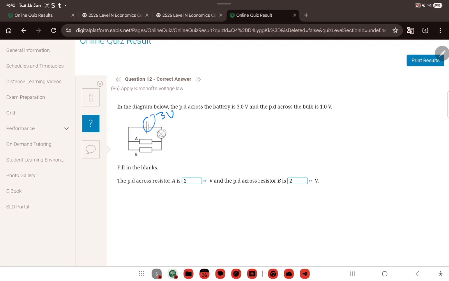So we do 3 minus 1, which is equal to 2 volts. So this one has 2 volts, this one has 2 volts. Because if this one takes 1 volt and this one has 3 volts, since 1 plus x is equal to 3, x is equal to 2. This is in series with the bulb, and this one is also in series with the bulb. So this one has to be 2 volts, and this has to be 2 volts, and since these two are parallel, they have equal voltages.